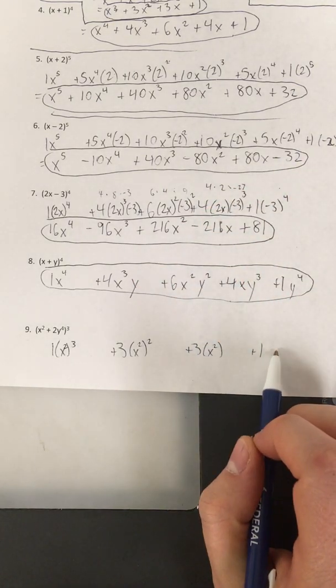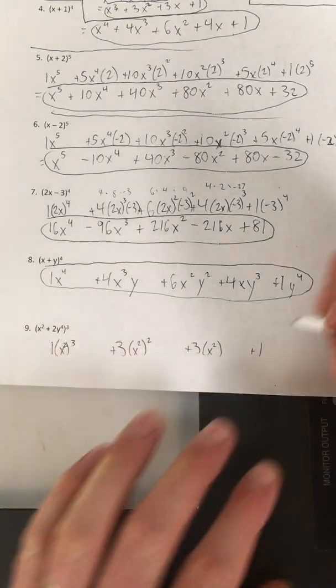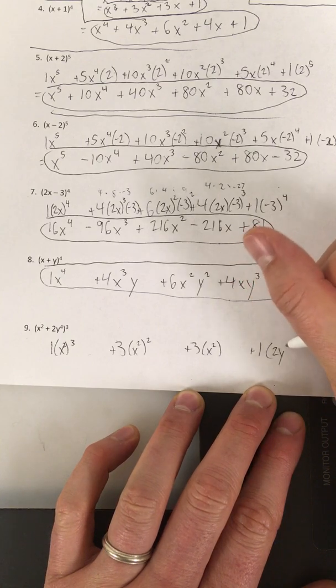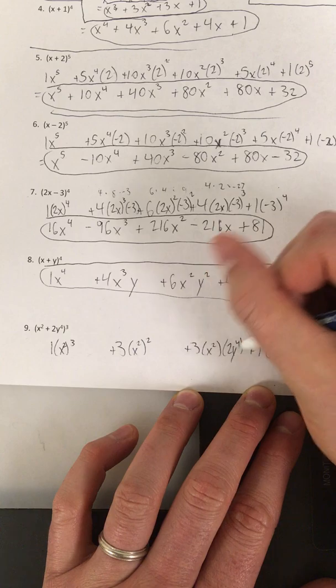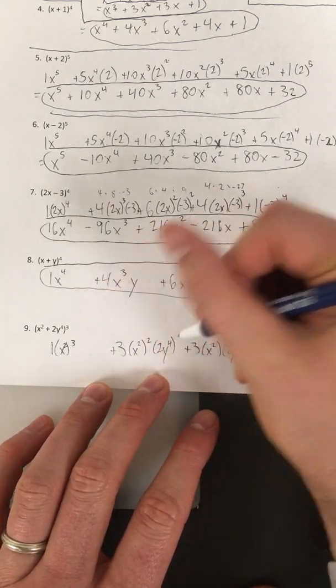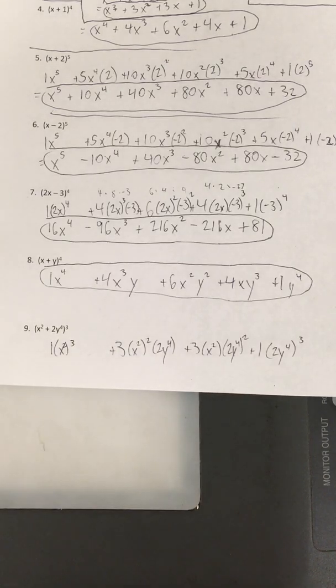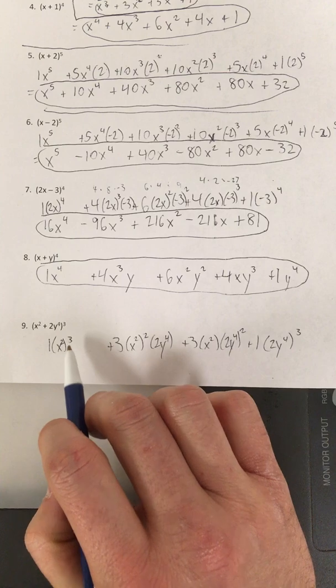And then in the back right here is not just a y. What do I have right here? I have a whole 2y to the 4th. So this whole 2y to the 4th to the 3rd power, then 2y to the 4th to the 2nd power, 2y to the 4th to the 1st power, and then no 2y to the 4th. Okay, so to work this one out, it's getting long, but we're almost done.